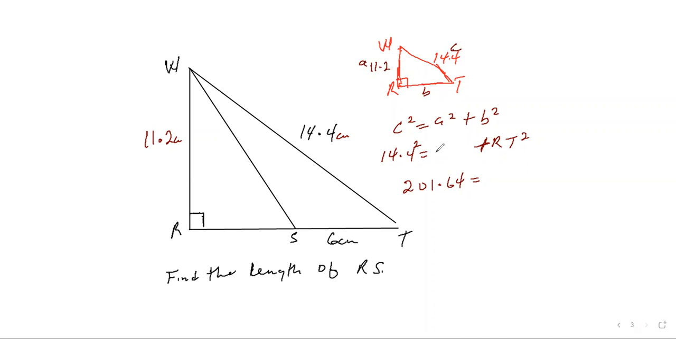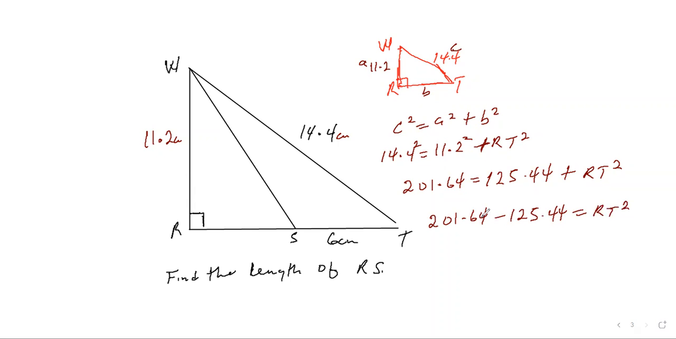Can somebody tell me what is 11.2 square, please? 125.44. Thank you. Plus RT square. All right. So what do we do now? 201.64 minus 125.44 is equal to RT square.